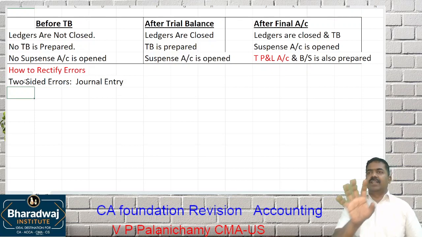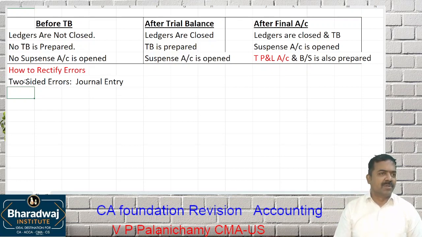For example, credit sales omitted. What will you do? Record it. Credit sales, debtors account debit to which account? Sales account. Debtors account debit to sales account. Rent paid omitted. Rent account debit to cash account. Cash paid to Kumar omitted. What will you do? Kumar account debit to cash. Like that you pass a journal entry and adjust it.